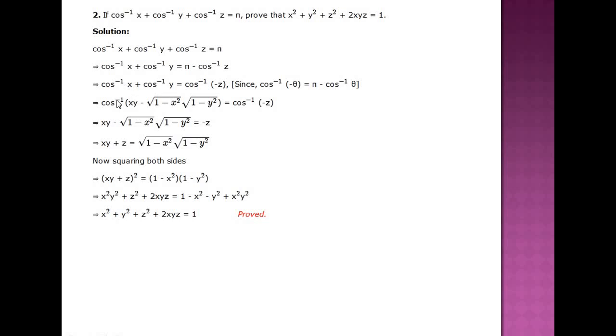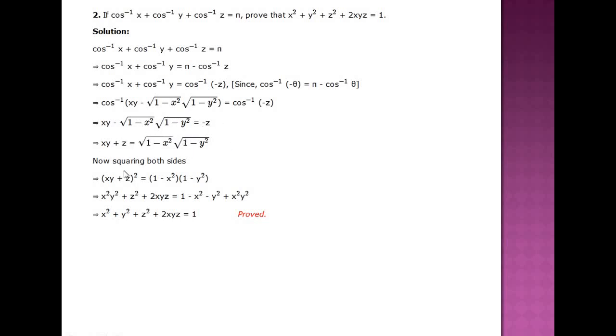Here I am applying the property of cos inverse of x plus cos inverse of y, which is nothing but cos inverse of xy minus under root 1 minus x square into under root 1 minus y square, and so on. You will find that this cos inverse gets nullified on both sides, right? So you are left with xy minus the square root stuff on one side, and minus z on the other. Then you bring everything to one side: xy minus z shifted to that side has become plus z, and the minus stuff when shifted has become plus.